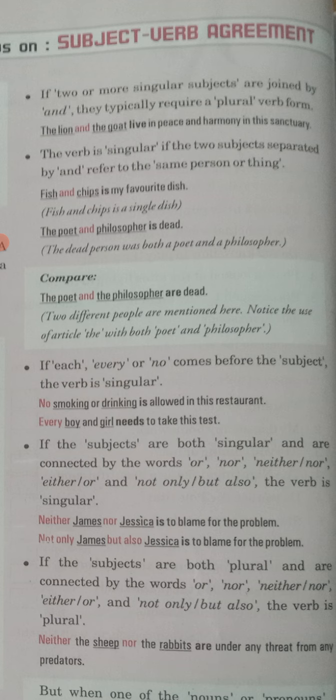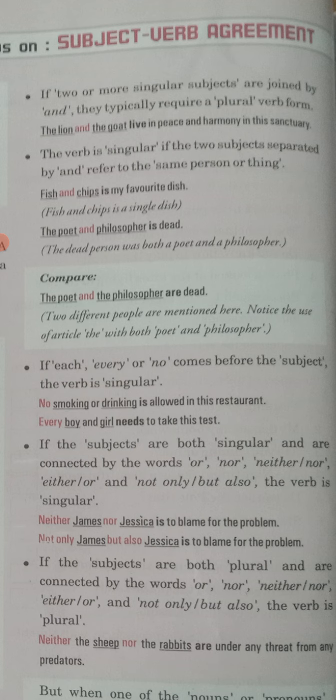Like if I am speaking, Rohan and Sohan are best friends. They are single, but as per the counting, we are talking about two. So when this kind of situation is there, that and is there, and before and one person and after and one person, then we will use a plural verb.